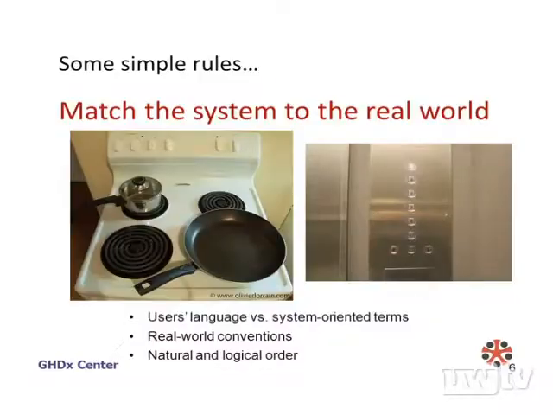So maybe let's take a look at some simple rules that govern user-centered design. One is to match the system to the real world. That picture there of the stove, you will see, and it's really a pity I can't point here, that there are 4 knobs on top and 2 other knobs on the side. So when I approach that stove, I have to stop and really think, okay, where does this knob map to this particular thing or this thing or this thing? It's not immediately intuitive, right?